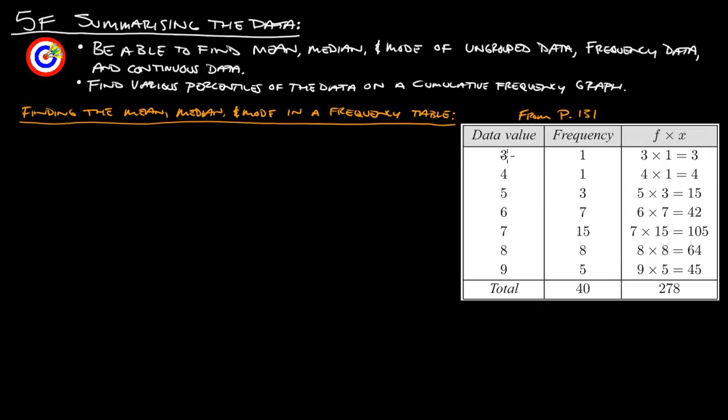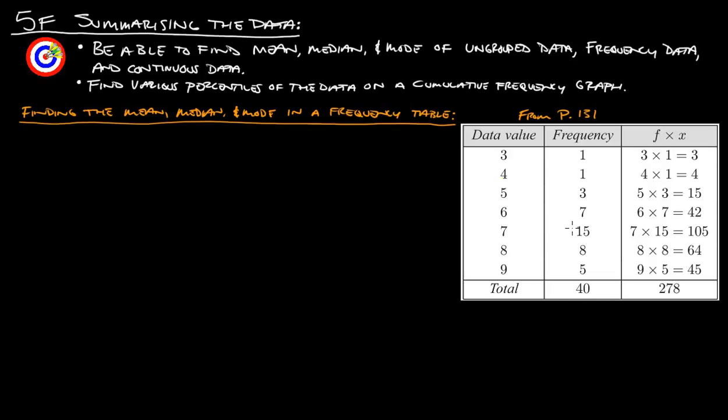So this one here, the value 3 has only occurred once, and then 4 occurred once, 5 occurred 3 times, 6 occurred 7 times, 7, 15, 8, 8, and 9, 5 different times. Okay, so there's 40 total pieces of data.